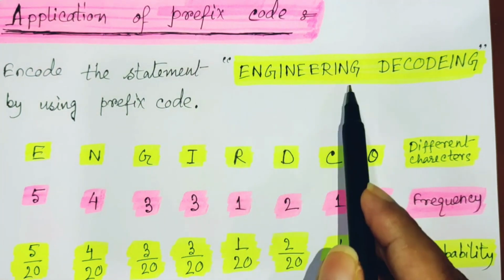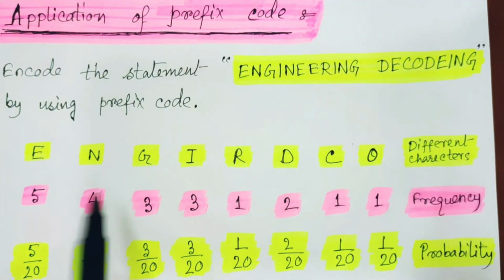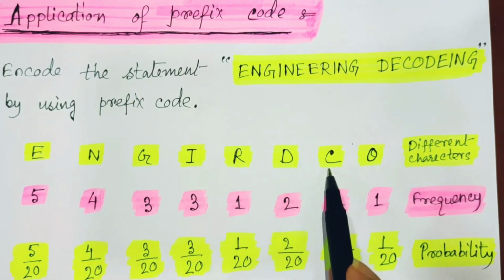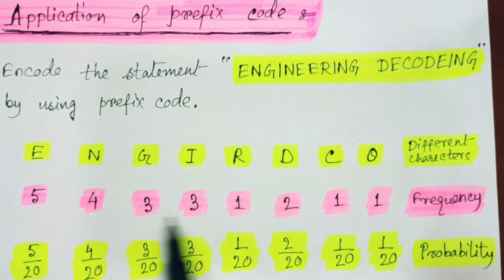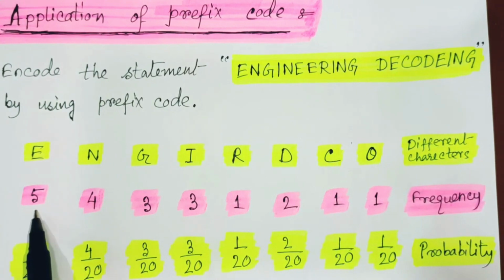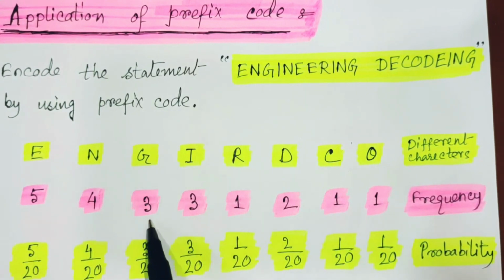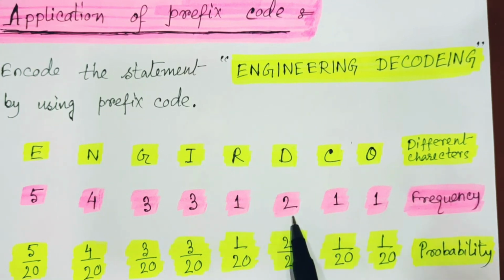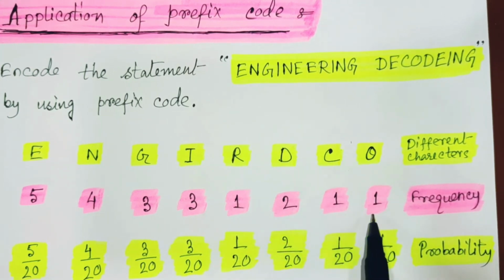So in this engineering decoding, here E N G I R D E C, then O, these are the different characters which are used. E occurs 5 times, you just verify, E occurs 5 times, N 4 times, G 3 times, I 3 times, then R 1 time, D 2 times, C 1 time, and O 1 time.